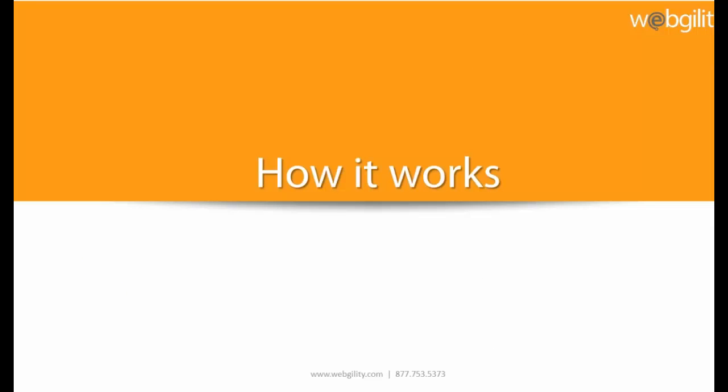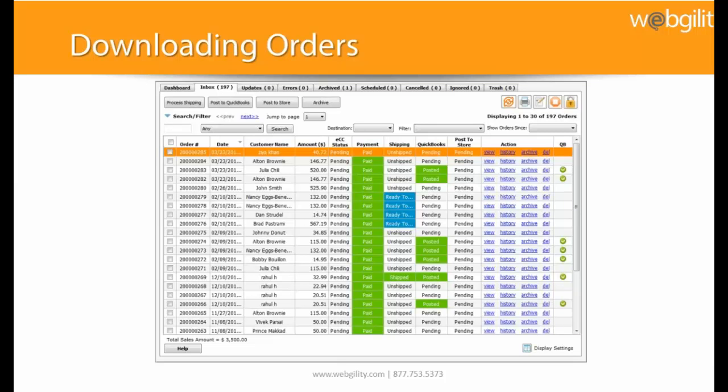So right now I'm just going to go through a nice overview about how ECC works. As I mentioned, ECC downloads the orders from the online store marketplace. What you're looking at right now is a snapshot of the inbox. And when ECC downloads all these orders, just like in your email, they go into an inbox. As you can see, we've got the order number that's displayed, we've got the date, we've got the customer, we've got the amount, and we also show the shipping status, QuickBooks status, and the posting to store status. So there's a lot of really good information within this inbox, and you can also display or hide particular information that you'd like to see.